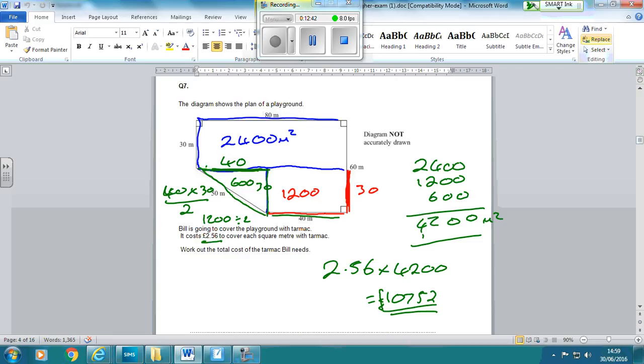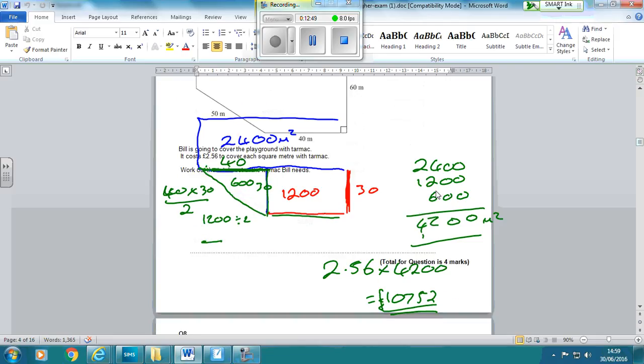And again, it's not a hard question, but you've got to take it step by step. And by taking it step by step, you're going to pick up the marks. 4 marks is a lot to lose.